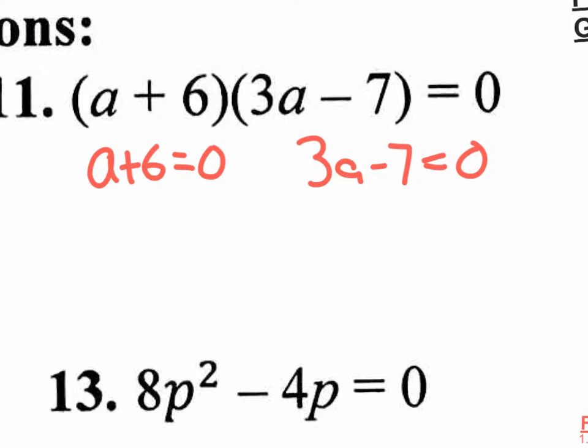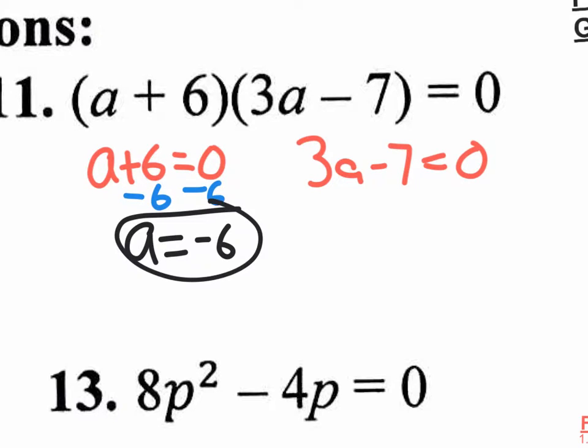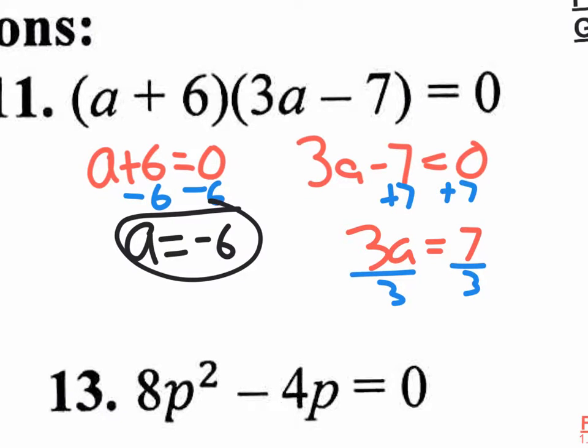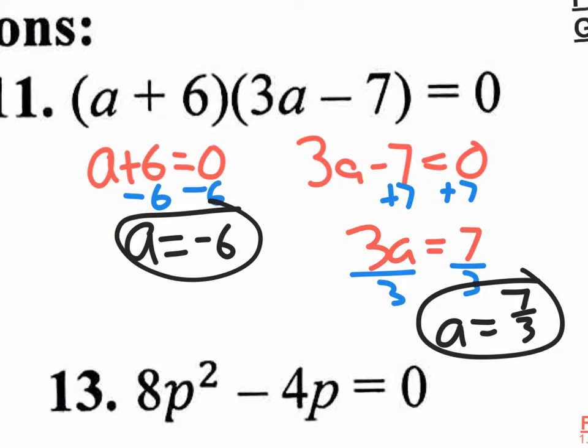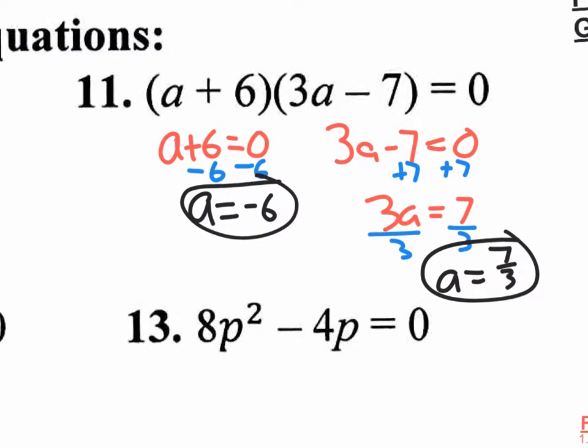Now you're going to solve. So you're going to subtract 6. You're going to have the answer A equals negative 6. There you go. And the other one, you're going to add 7. You're going to have 3a equals 7. You're going to finally divide by 3. So the answer is A equals 7/3. It's okay to leave it as an improper fraction. Those are your two answers to this problem number 11.